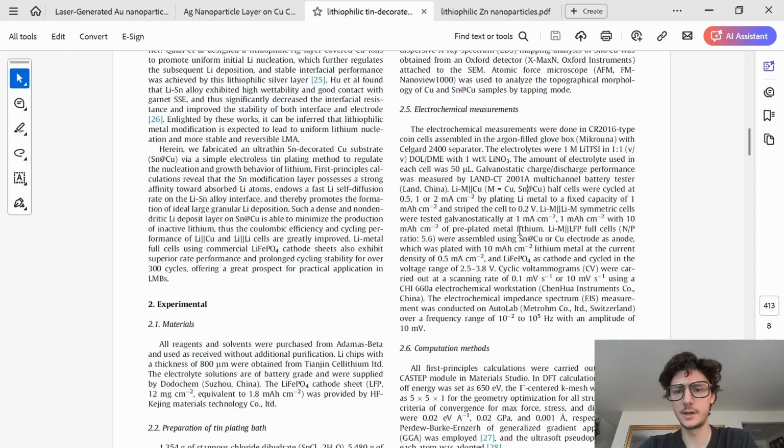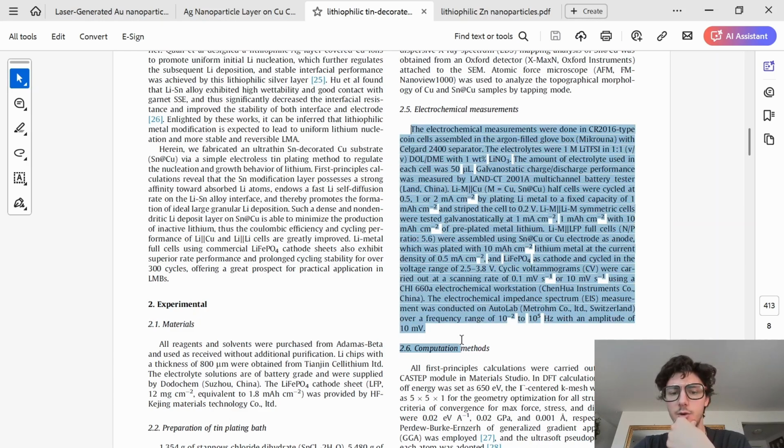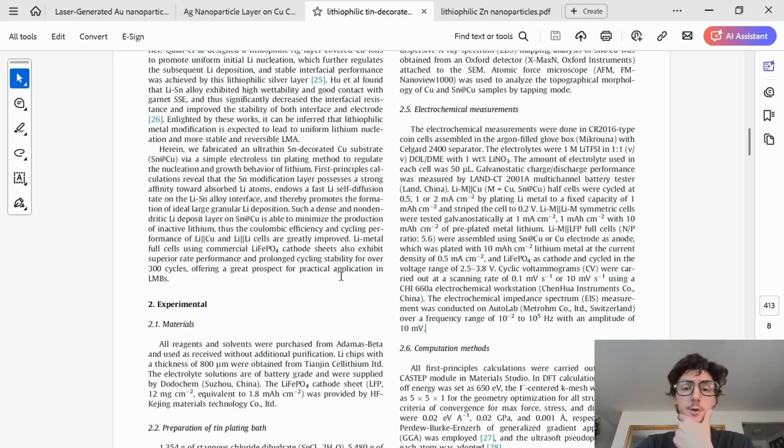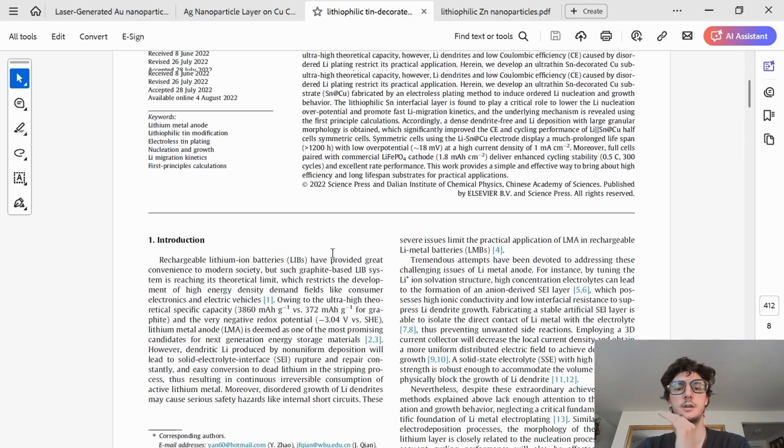Symmetric cells were tested galvanostatically. Okay. Full cells were assembled using this material that they made, which was plated at this specific capacity, lithium metal at a current density of this, lithium iron phosphate as a cathode, cyclic voltammograms. Okay, so I guess here they talk about how they fabricate the coin cells and how they test them. Very interesting. That is the tin article.